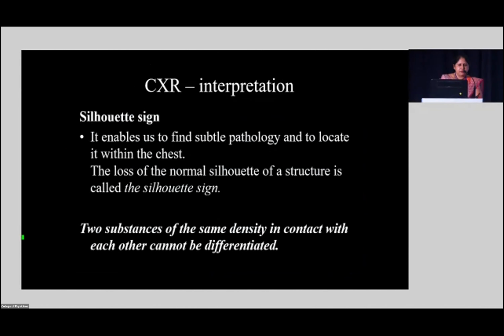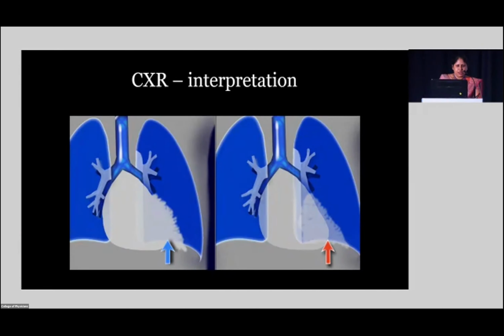Another important sign I need to tell you is the silhouette sign, which enables you to find where the pathology is located in a chest X-ray. The reason behind it is that substances of the same density which are in contact with each other cannot be differentiated. So there's an opacity in the retrocardiac region here. If the heart border is seen separately, that means it is not in contact with the heart, as compared to this one where the heart border is lost.